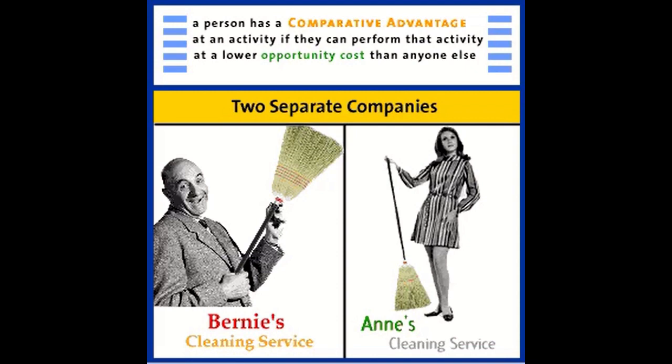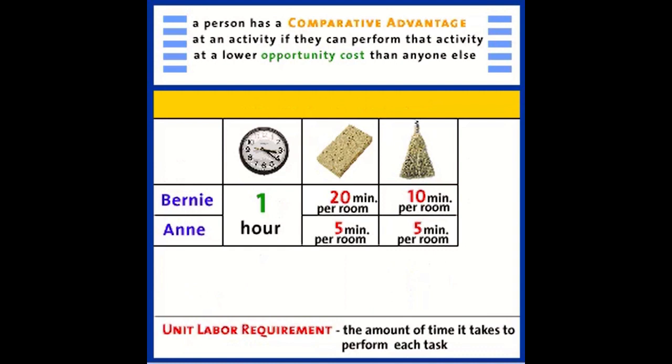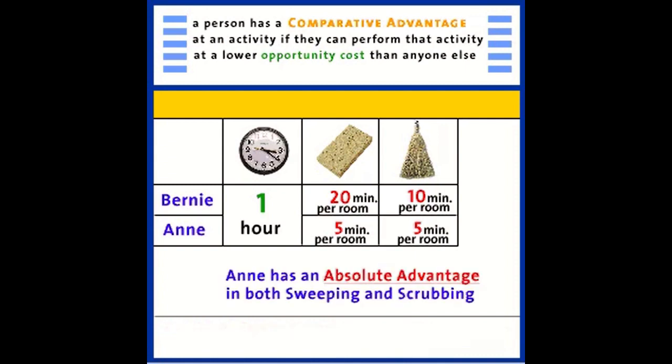The first thing you notice looking at this chart is that Ann is able to sweep and scrub faster than Bernie. We say that Ann has an absolute advantage in the provision of both services. Whenever you can do something with less effort or fewer resources than another person, you have an absolute advantage in the provision of that service. Because Ann can scrub faster, she has an absolute advantage in scrubbing. Because Ann can sweep faster, Ann has an absolute advantage in sweeping.